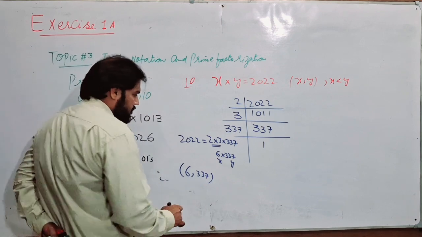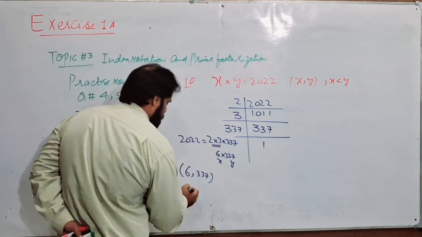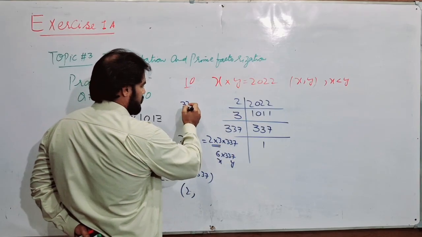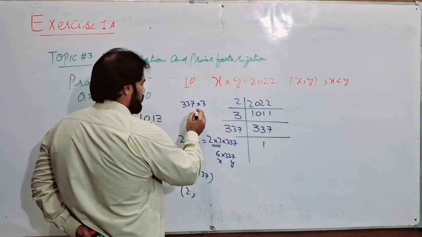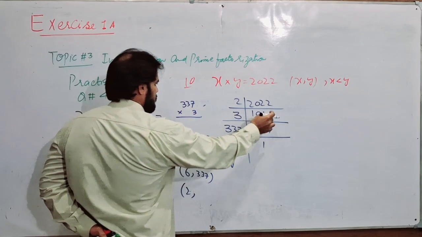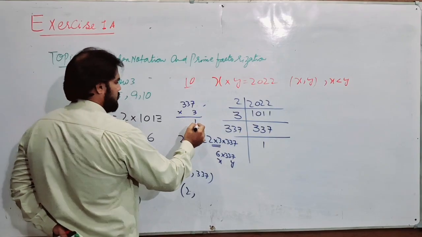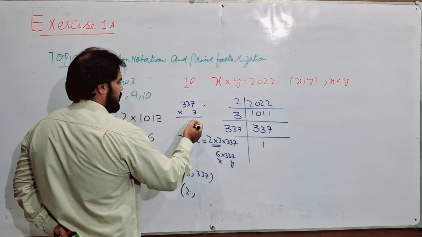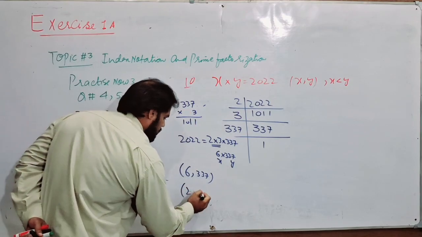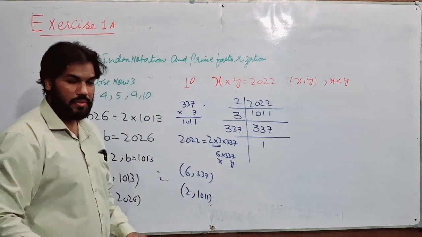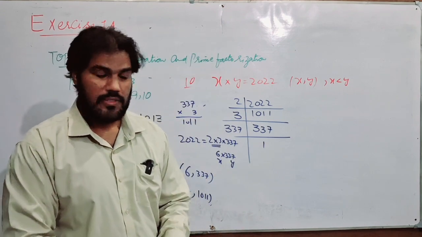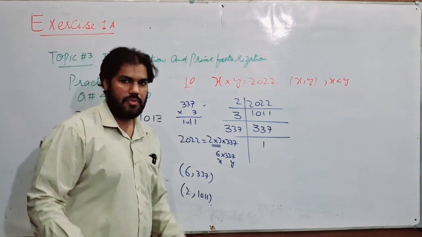If I consider 2 as the first number, then the second number is the product of 337 and 3. What is its product? 3 sevens are 21, 3 is 9, 9 plus 2, 11, 3 is yes. The second number is 1011. We have to make all of the possible pairs for which x is less than y. The first number should be less than y. There is no condition that the first and second numbers are prime numbers.